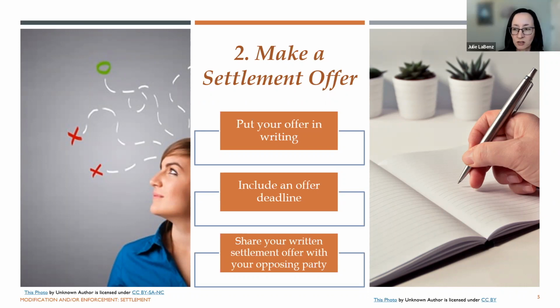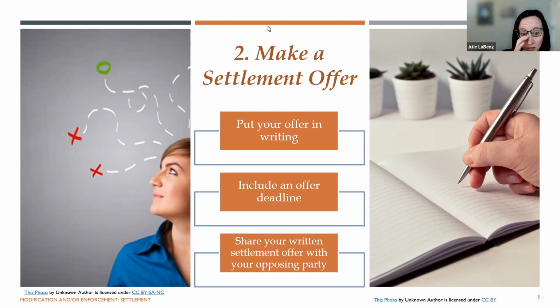So you're basically saying, look, respond to me by the end of the month, whether or not you agree with my proposal. And if we don't have this resolved by the end of the month, then I'm going to file court papers. So that can keep moving things forward. And then share your written settlement offer with your opposing party. So put it in writing, include a deadline, make sure it's clear, have all the details you need, and then of course share it with the other side. And from there, you can engage in negotiations.